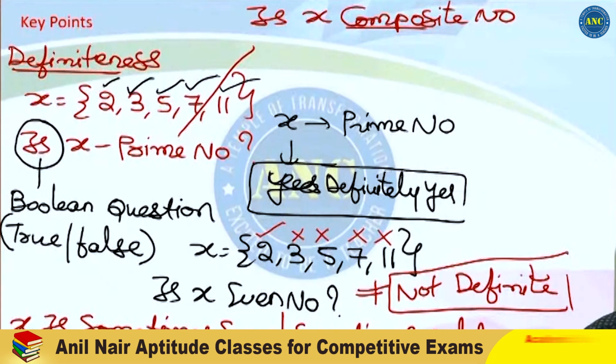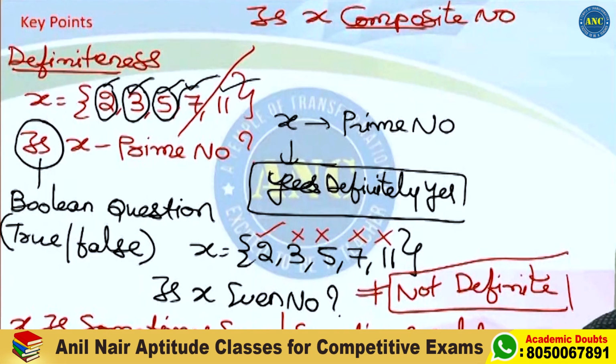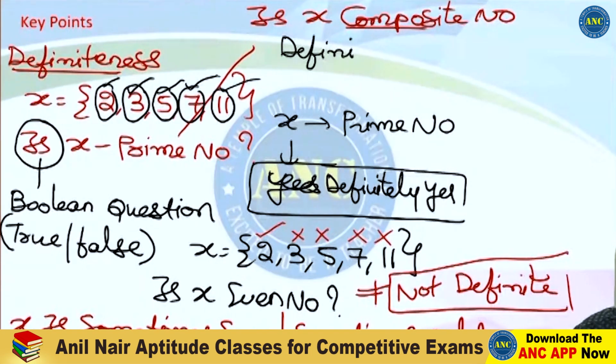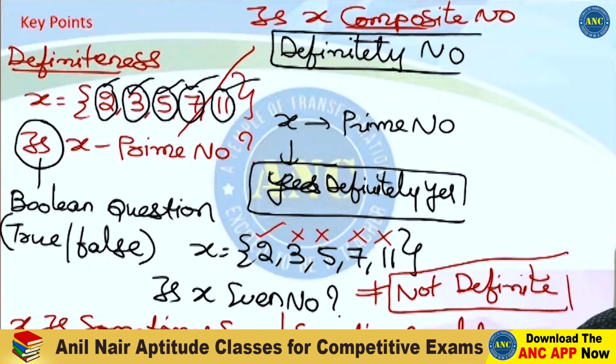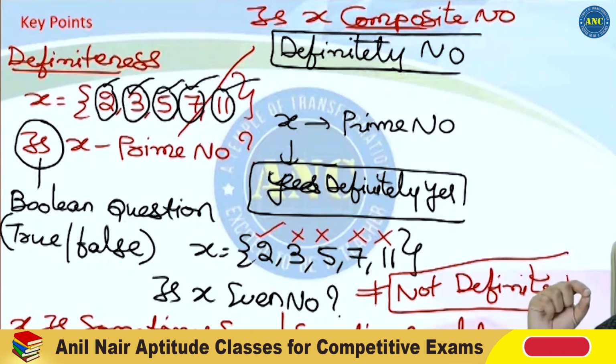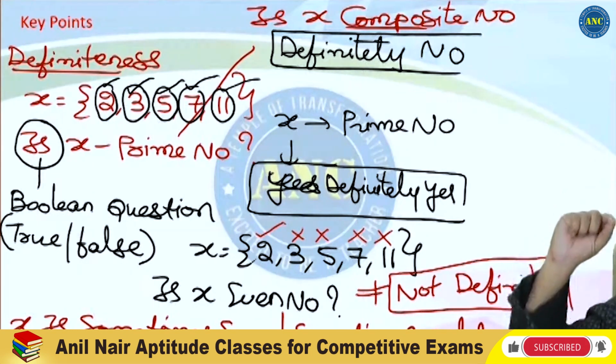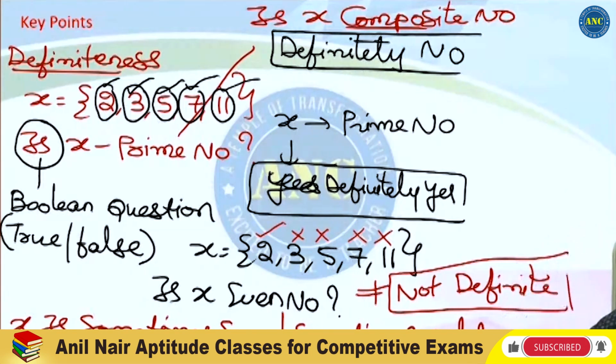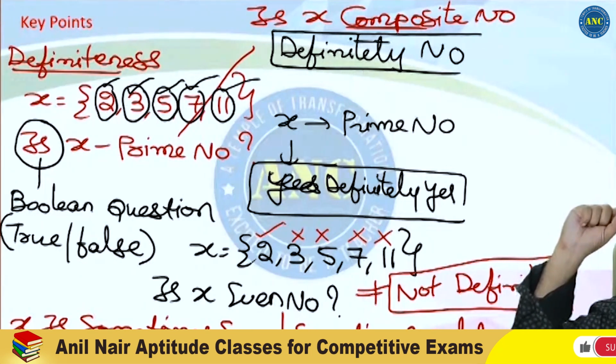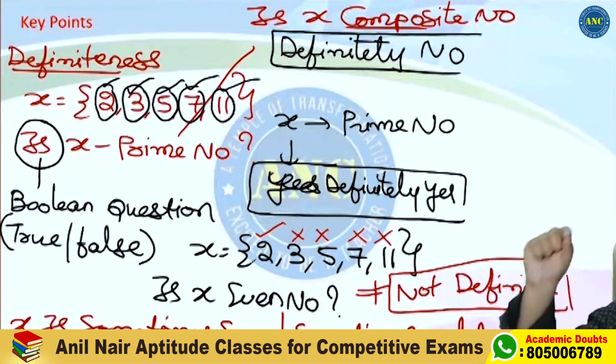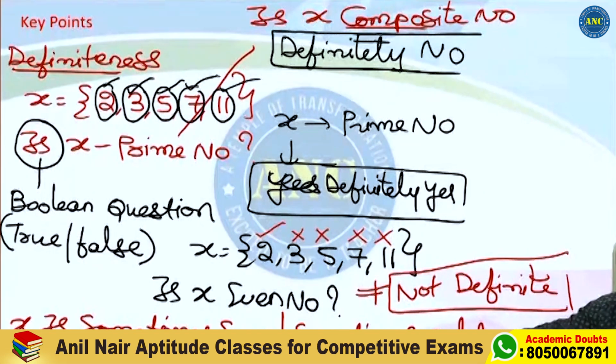Is x composite? 2 is not composite, 3 not composite, 5 not composite. Definitely I am able to give an answer, definitely no. A definite yes is equivalent to a definite no. Are you all with me? So if every element in the set gives you yes, yes, yes always, the answer is definite. If every element in x gives you no, no, no, then also it is definite. If you are confused, yes or no, yes or no, then it is not definite.